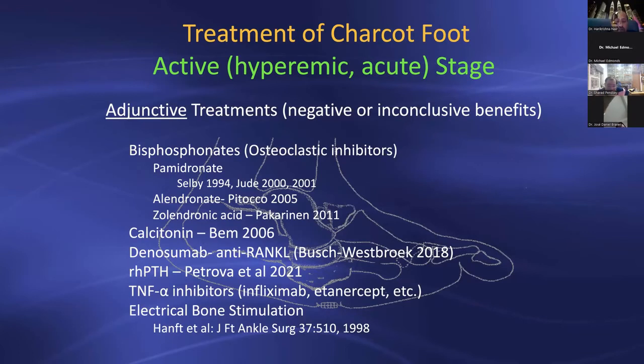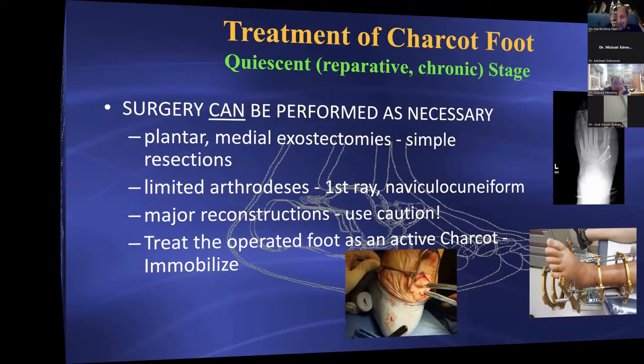Nina Petrova from Mike Edmonds' group studied recombinant human parathyroid hormone and did not find this to be successful or of any benefit. TNF alpha inhibitors, anti-rheumatoid arthritis agents primarily, have been suggested, but not provided any evidence. And of course, electrical bone stimulation has been considered, but no good evidence. So we have a lot of potential adjunctive therapies, but nothing supplants the basic therapy as we've already discussed.